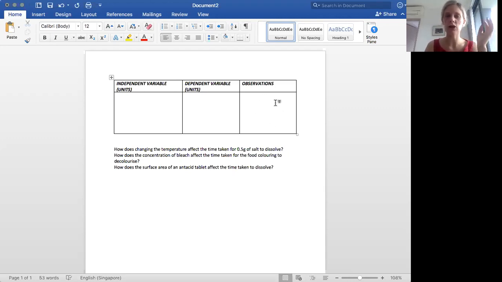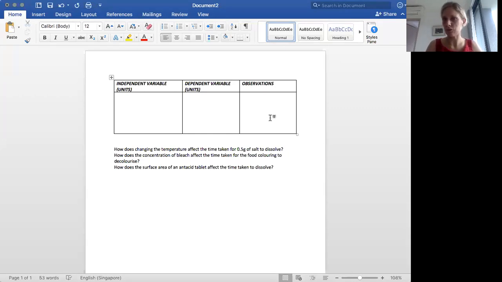So what we actually see happening in the experiment. So color changes, fizzing, effervescence, bubbling, this kind of thing. So you need to make sure that you record some observations in here for each of your experiments so that you can write about them in your conclusion.